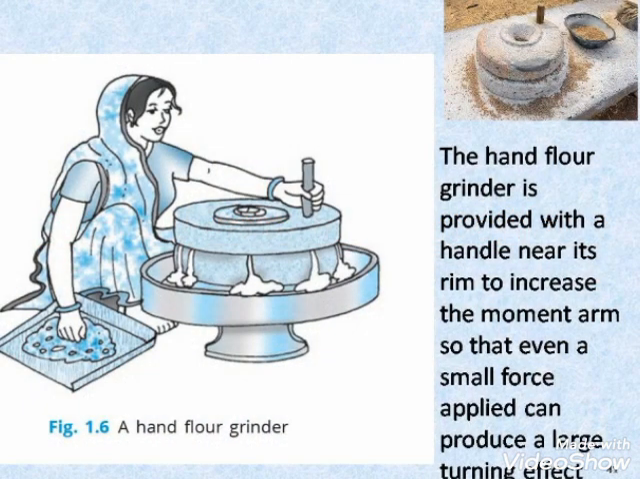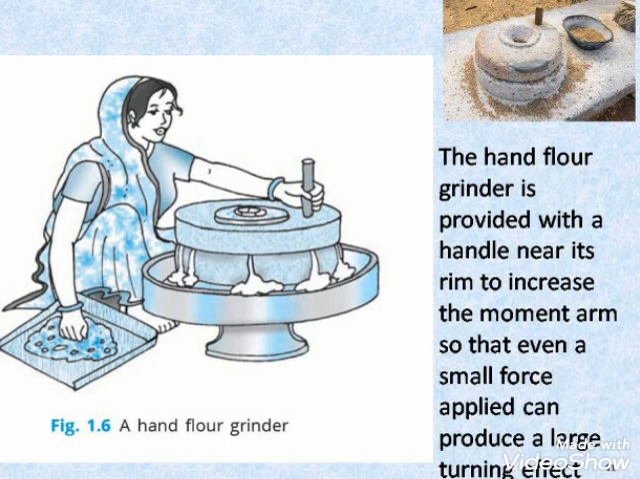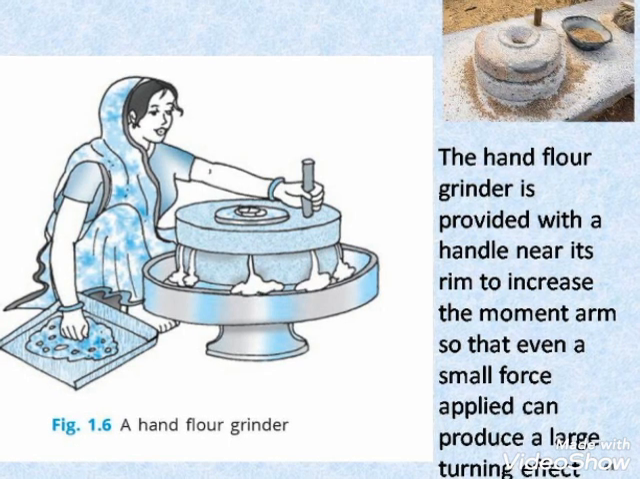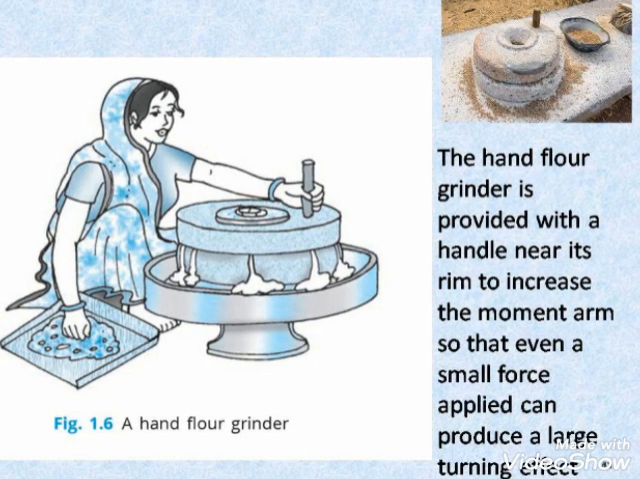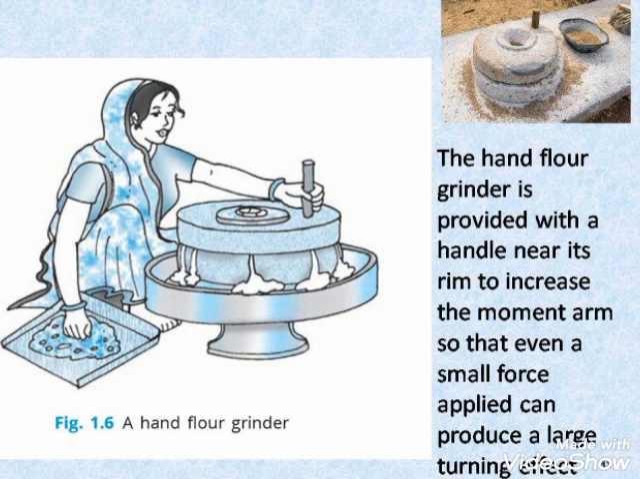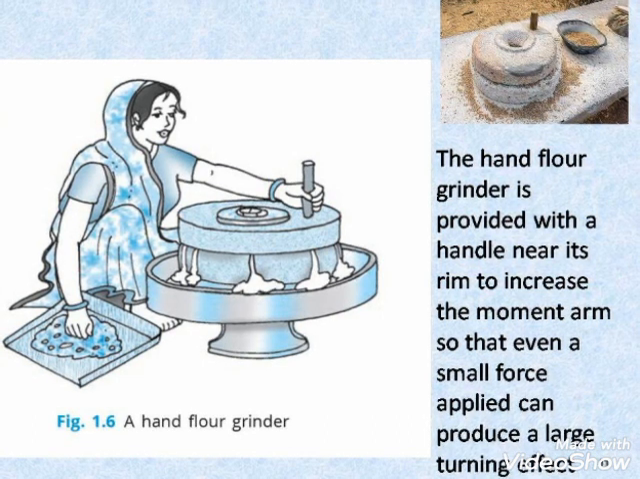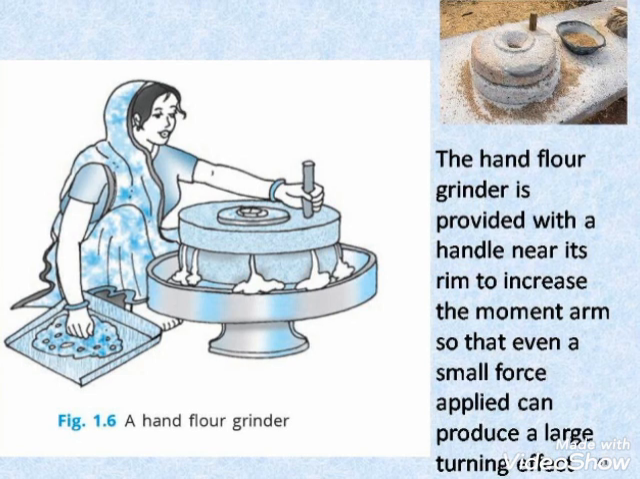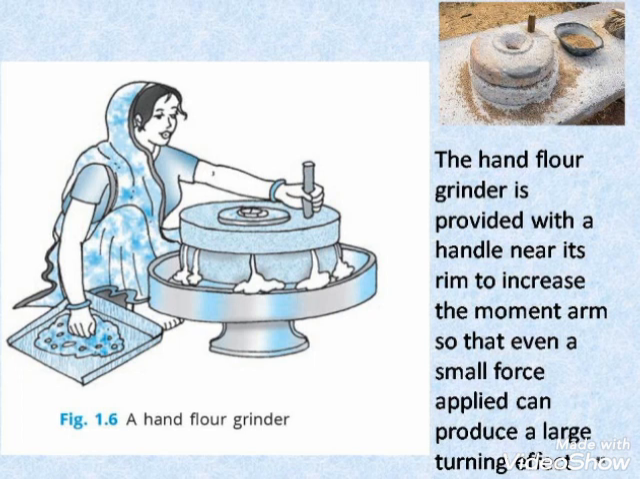Let us see this example in which a lady is using a hand flour grinder. You all know that the hand flour grinder is always provided with a handle near its rim, not at its center. The reason behind that is, if we use a handle at the rim, then the moment arm increases. That means the distance from the axis of rotation increases. So by applying a small force, I can produce a larger turning effect.